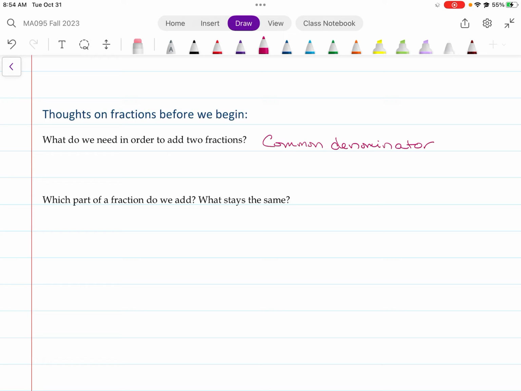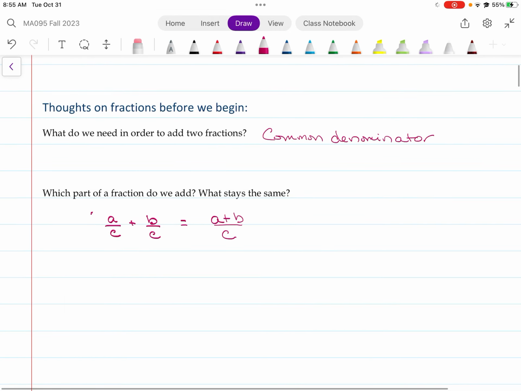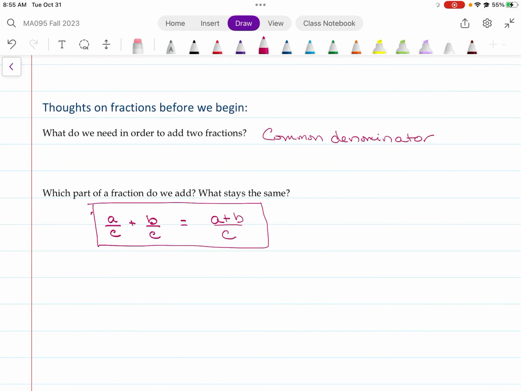So which part of the fraction do we add and what stays the same? If we have something like A over C plus B over C, the rule is that that gives us A plus B over C. This is our rule for fractions. You might want to have that in your notes. It's a pretty big one. Make sure you understand that the denominator never changes. It's the numerator that adds. The denominator stays the same. We add the numerator.